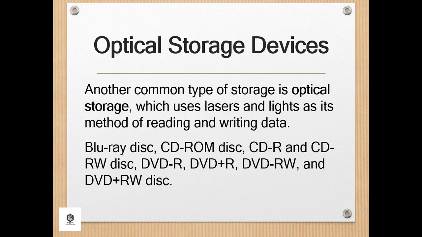Let's talk about the types of storage devices, which is the optical. Optical storage devices is another common type of storage which uses lasers and lights as its method of reading and writing data. Examples are Blu-ray Disc, CD-ROM Disc, CD-R and CD-RW Disc, DVD-R, DVD+RW Disc.